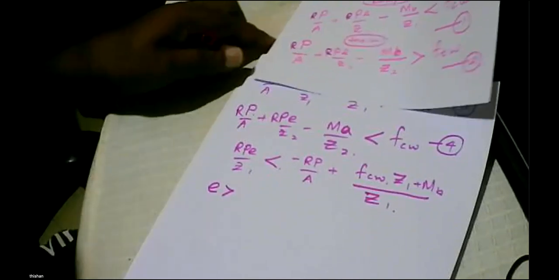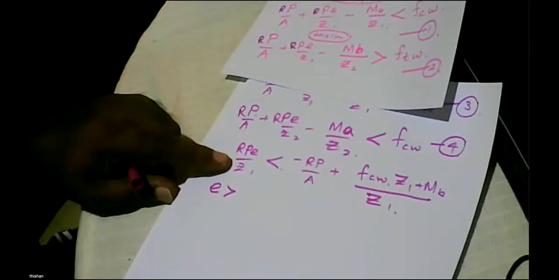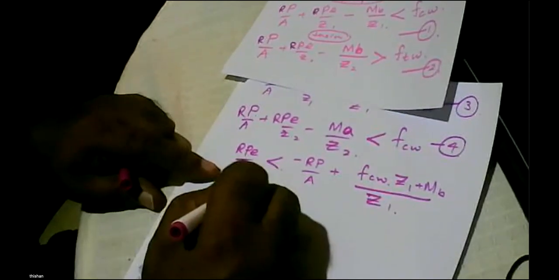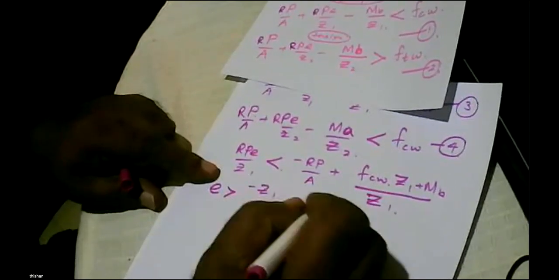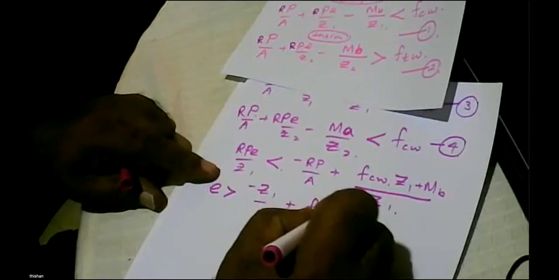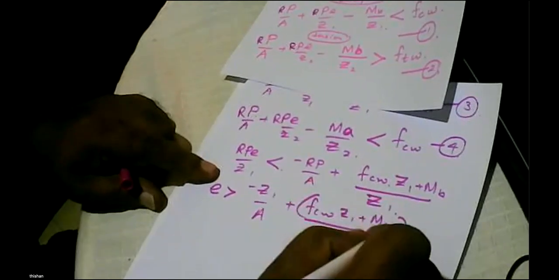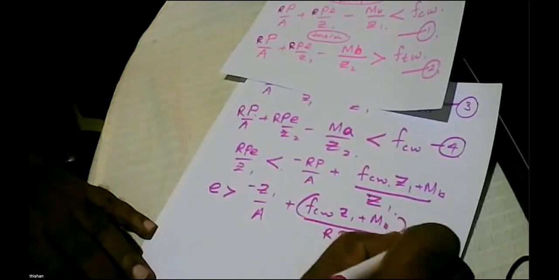Okay, sorry. Now you see, you can write this equation from this first equation. And then Z1 is negative, so we get the inequality in the other direction. So here you get minus Z1 over A plus FCW Z1 plus MB divided by RP. So this will be equation number 5.